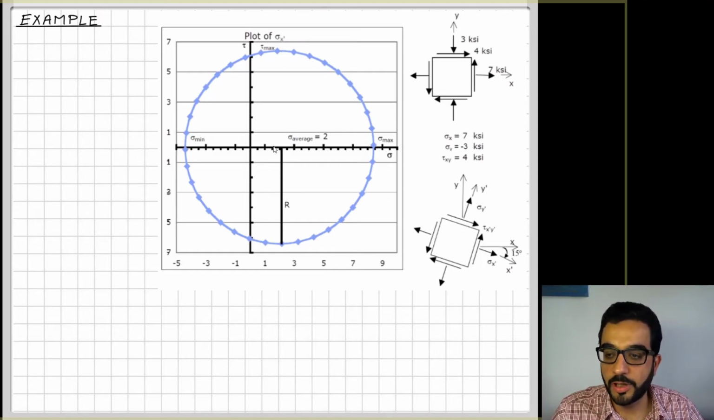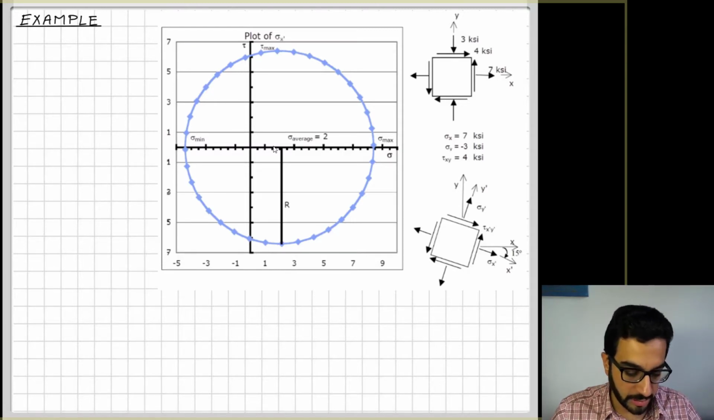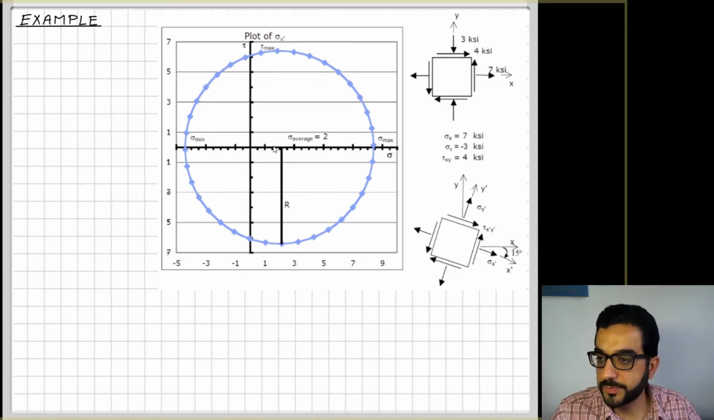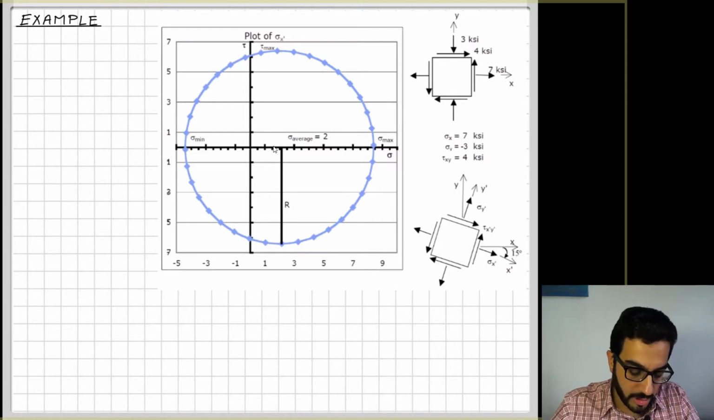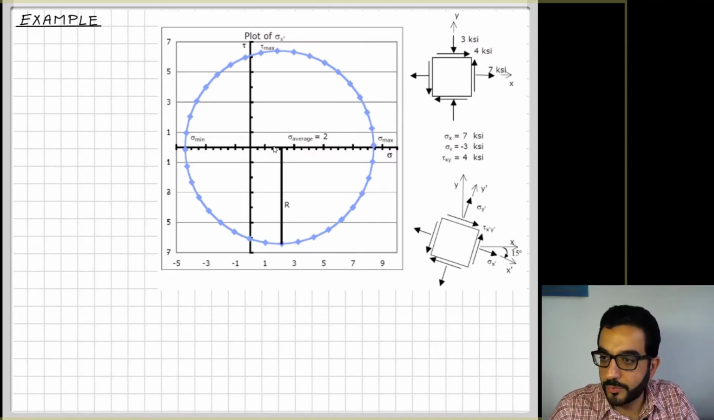We'll see an example of using Mohr circle to transform stresses on a 2D stress block, knowing the angle of orientation. So we're given, in the top right corner of the screen, a stress block with 3 KSI compressive stress in the y direction, 7 KSI tensile stress in the x direction, and a positive shear stress of 4 KSI. And it's an example we solved before.